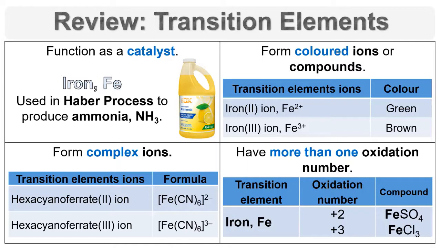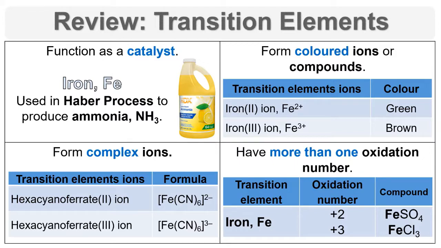Transition elements. Transition elements are placed in Group 3 to Group 12 in the periodic table. Transition elements are metals with high melting and boiling points, hard, shiny surfaces, malleable, and ductile. Transition elements have special characteristics unknown to other metals. These special characteristics are: they function as a catalyst to increase the rate of reaction. For example, iron is used in the Haber process to produce ammonia.